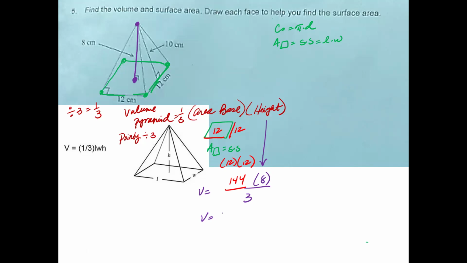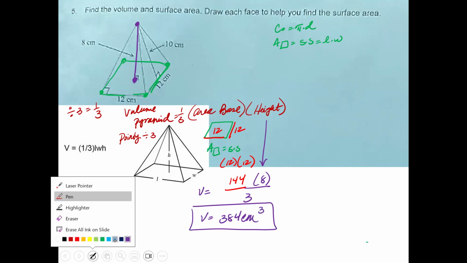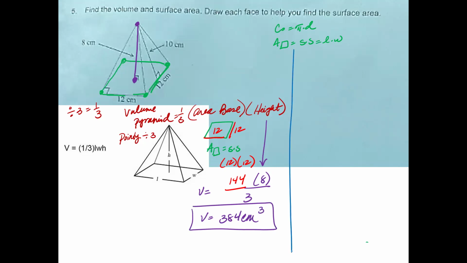384. Divided by 3? Yes. This is centimeters what? Centimeters squared. Cubed. Cubed. Okay, pause the video, you go. All right, so our next part here is gonna be for surface area.